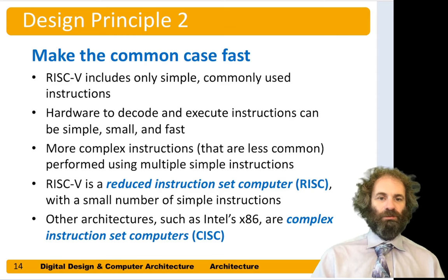So if you want to perform more complex instructions that are less common, we break them into a sequence of multiple simpler instructions. So RISC-V is a great example of a reduced instruction set computer with a small number of simple instructions, and it stands in contrast to other architectures like Intel's x86 architecture that are complex instruction set computers with a vast number of different instructions, including things like a single instruction that copies an entire string from one memory location to another.